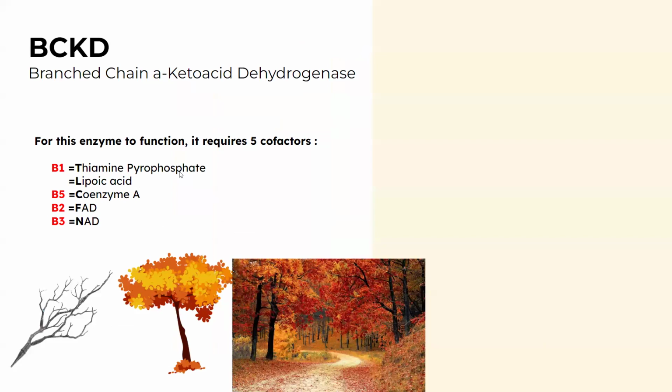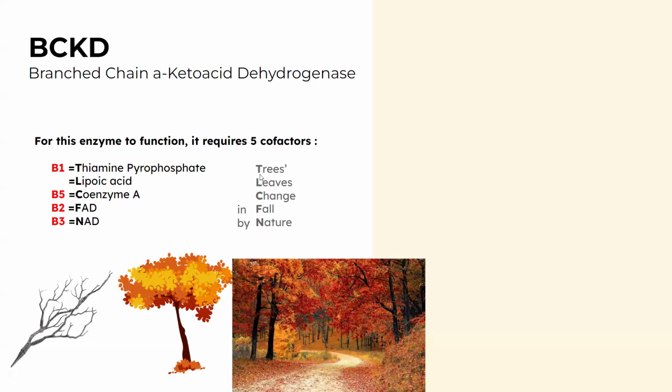Okay, so for the enzyme, branched chain alpha keto acid dehydrogenase, this enzyme needs 5 cofactors to function. For these five, I tried to come up with a mnemonic that has to do with branch. When you think of branch, you think of a tree, branches of a tree. And when you think of trees, you can remember trees' leaves change in fall by nature. I know that's also not the best mnemonic, but if it works, hopefully it helps you guys remember.